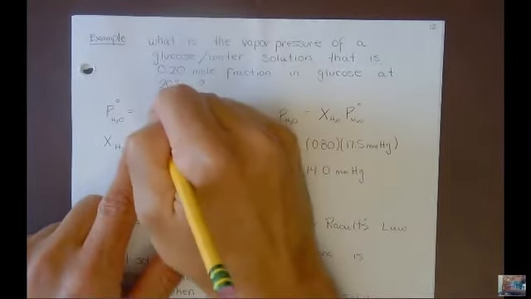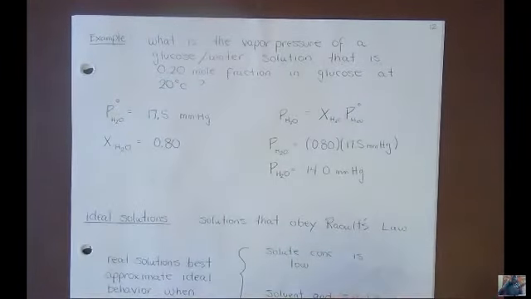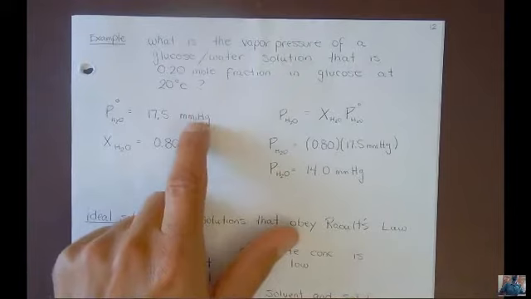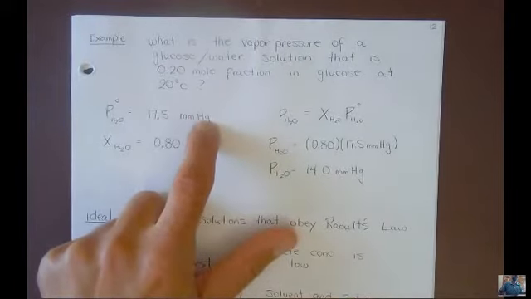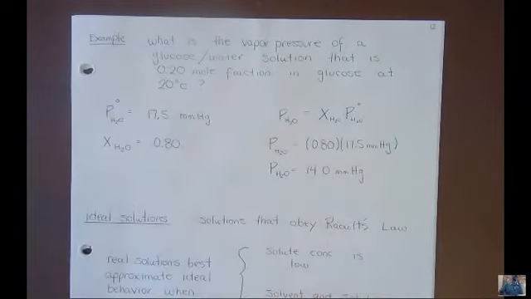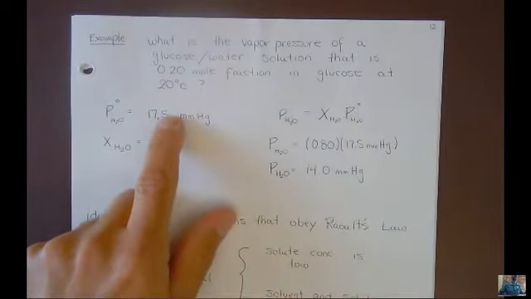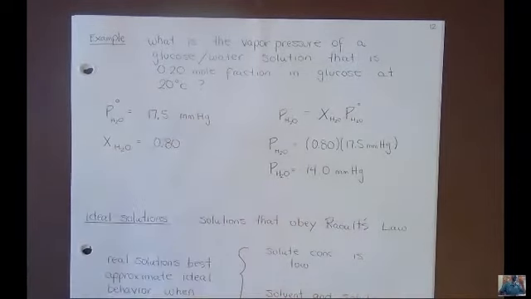So at 20 degrees, water isn't really evaporating very much. It's only evaporating 17.5 torr, or 17.5 millimeters of mercury. Way different than it is at 100. At 100, it's boiling and it's 760 torr. So this is very low. It doesn't matter, it is what it is.